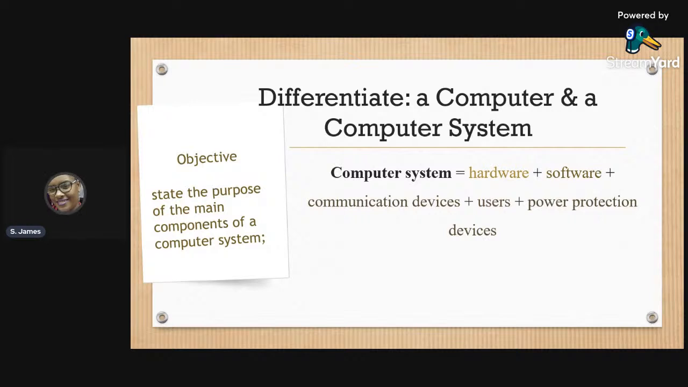Power protection devices. We find that there are systems that will have just hardware and software, communication devices and user, but the latter part here is not one that is emphasized, or one that persons pay keen attention to or invest in. So power protection devices. All these components now, they will make up an ideal computer system. Any questions here?